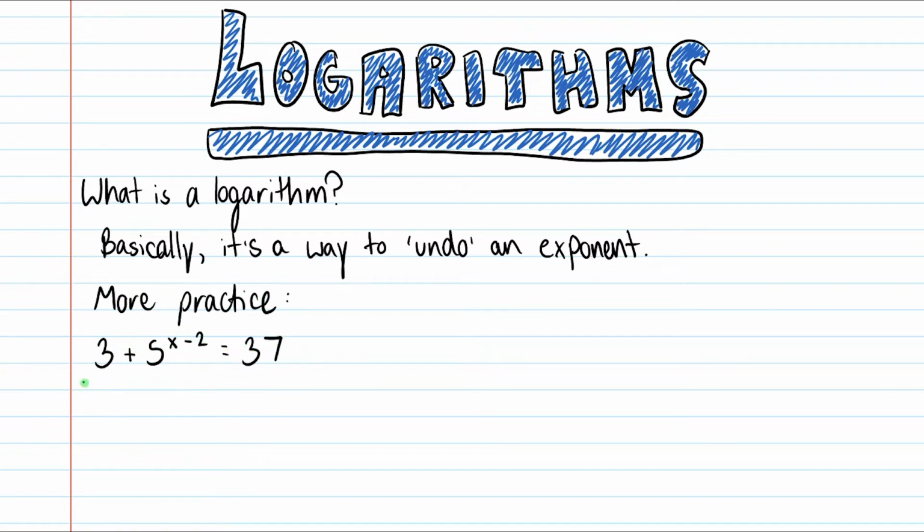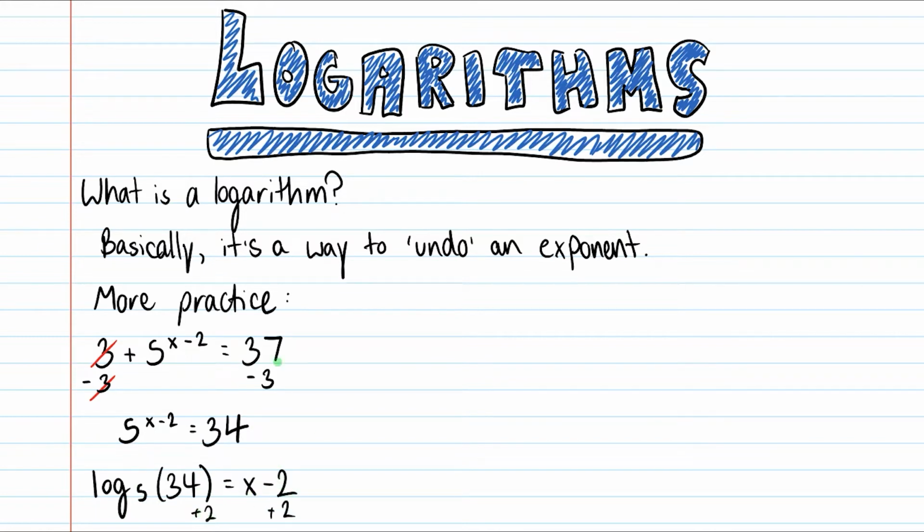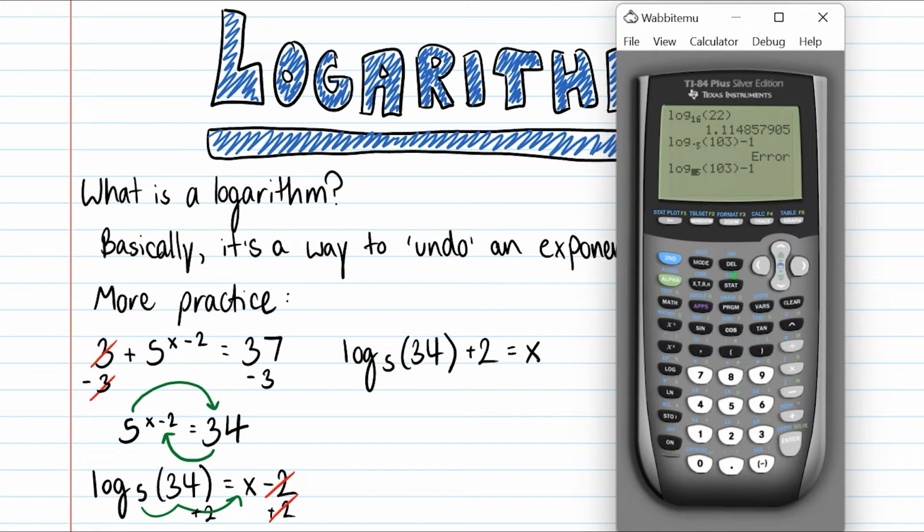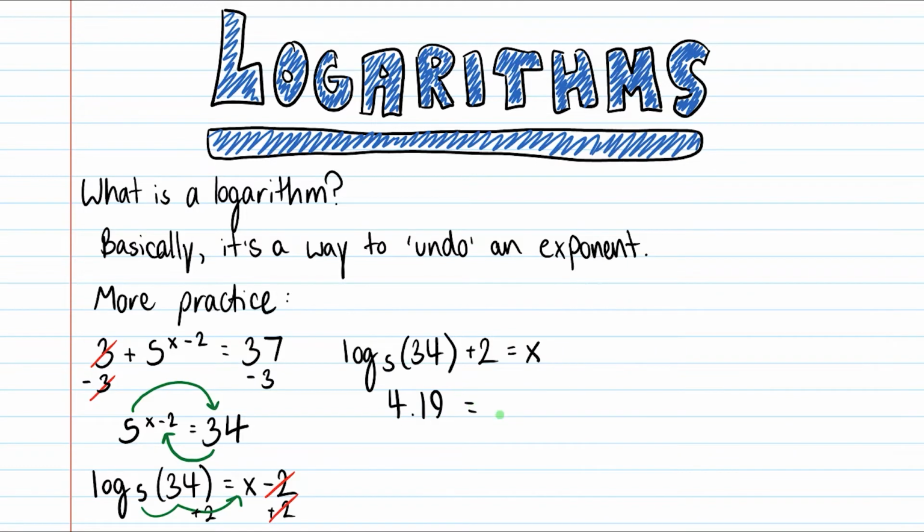So let's do some more practice. This time, we're going to have to use some basic algebra and move things around before we form the log. So notice I'm moving the 3 over. And I'm also going to add 2 on both sides to get x all by itself. So now we have log base 5 of 34 plus 2 is equal to x. And we can use the calculator to solve. So x is equal to around 4.19.